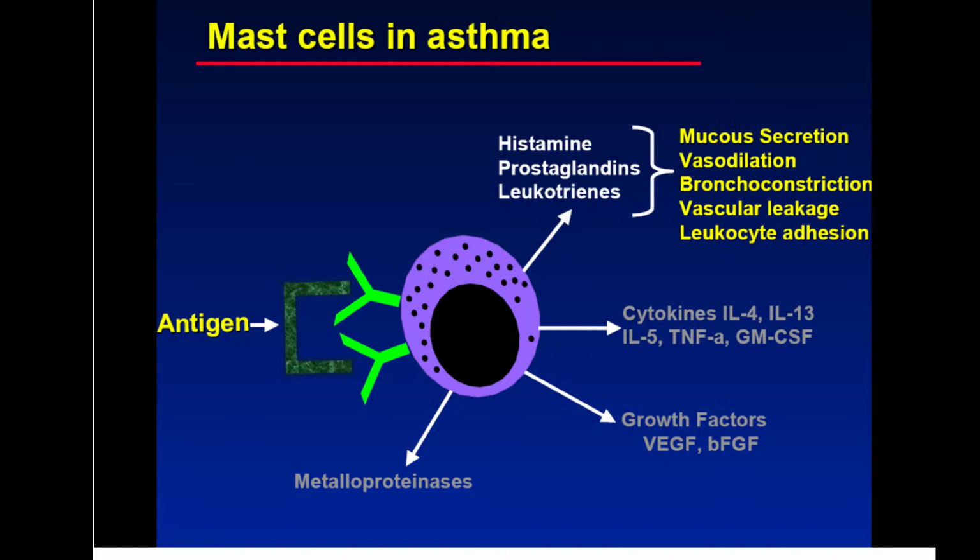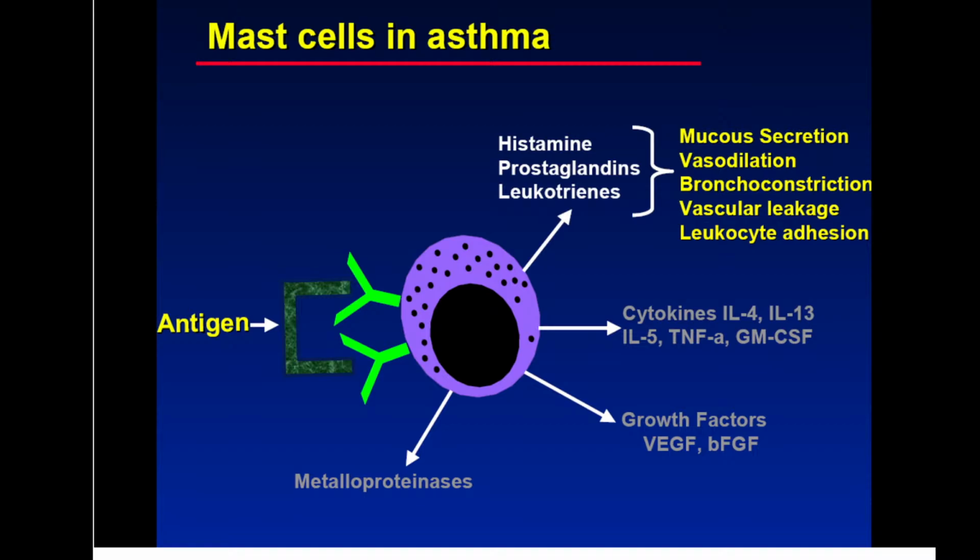So as you can see, the antigen affects the immune system, and we have production of IgE antibodies in response that are fixed on mast cells, and with every further contact with the allergen, a complex forms: one molecule of IgE antibody and two molecules of antigen. This complex destroys the mast cell membrane, and we have release of mediators like histamine, prostaglandins, and leukotrienes. They cause mucosal secretion, vasodilatation, bronchoconstriction, vascular leakage, and leukocyte adhesion.